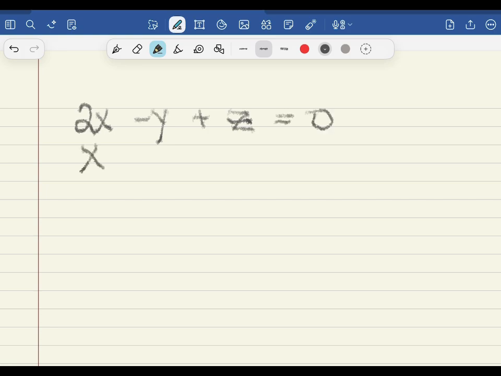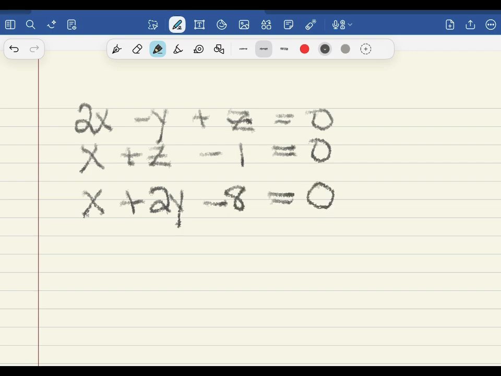So 2x minus y plus z equals 0. X plus z minus 1 equals 0. And then x plus 2y minus 8 equals 0. So we got a bunch of stuff going on. We got x, y, and z.